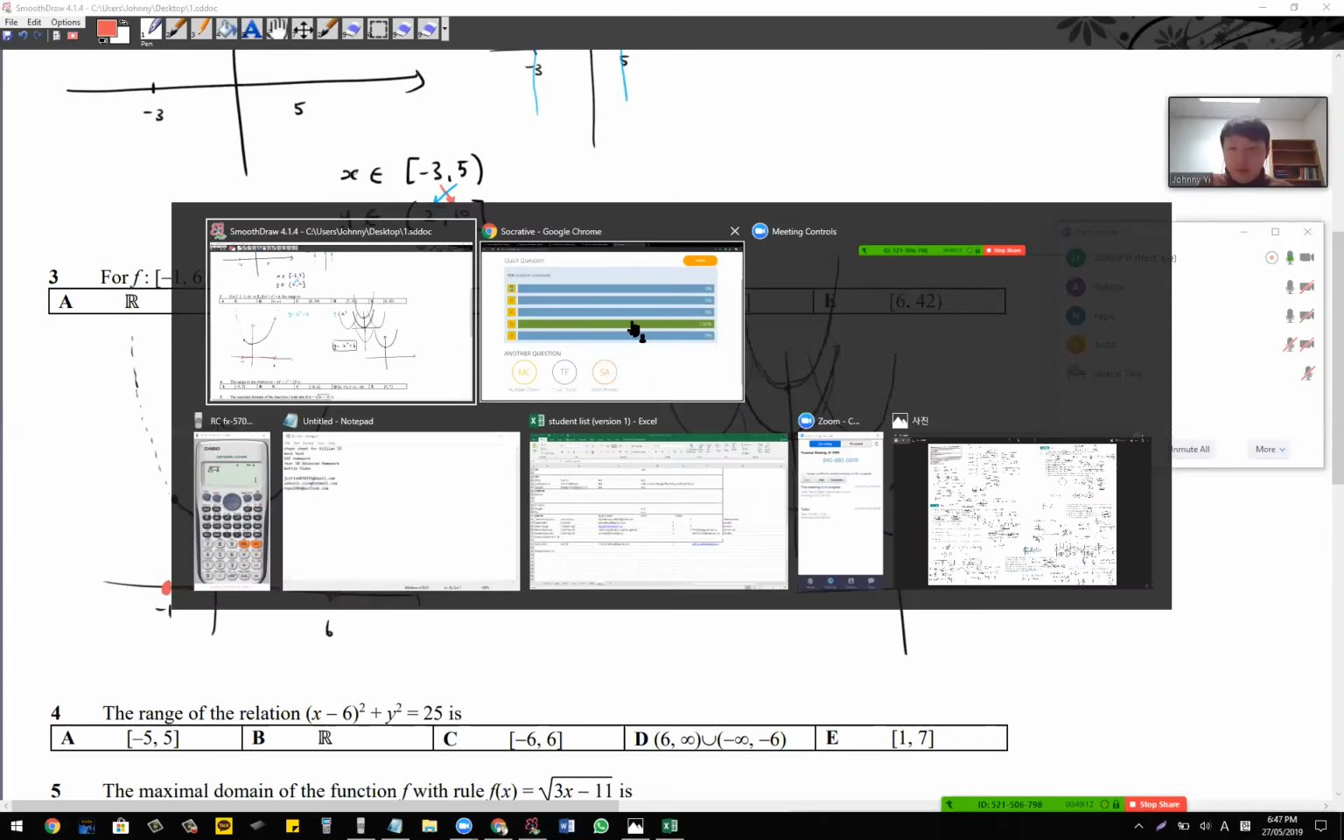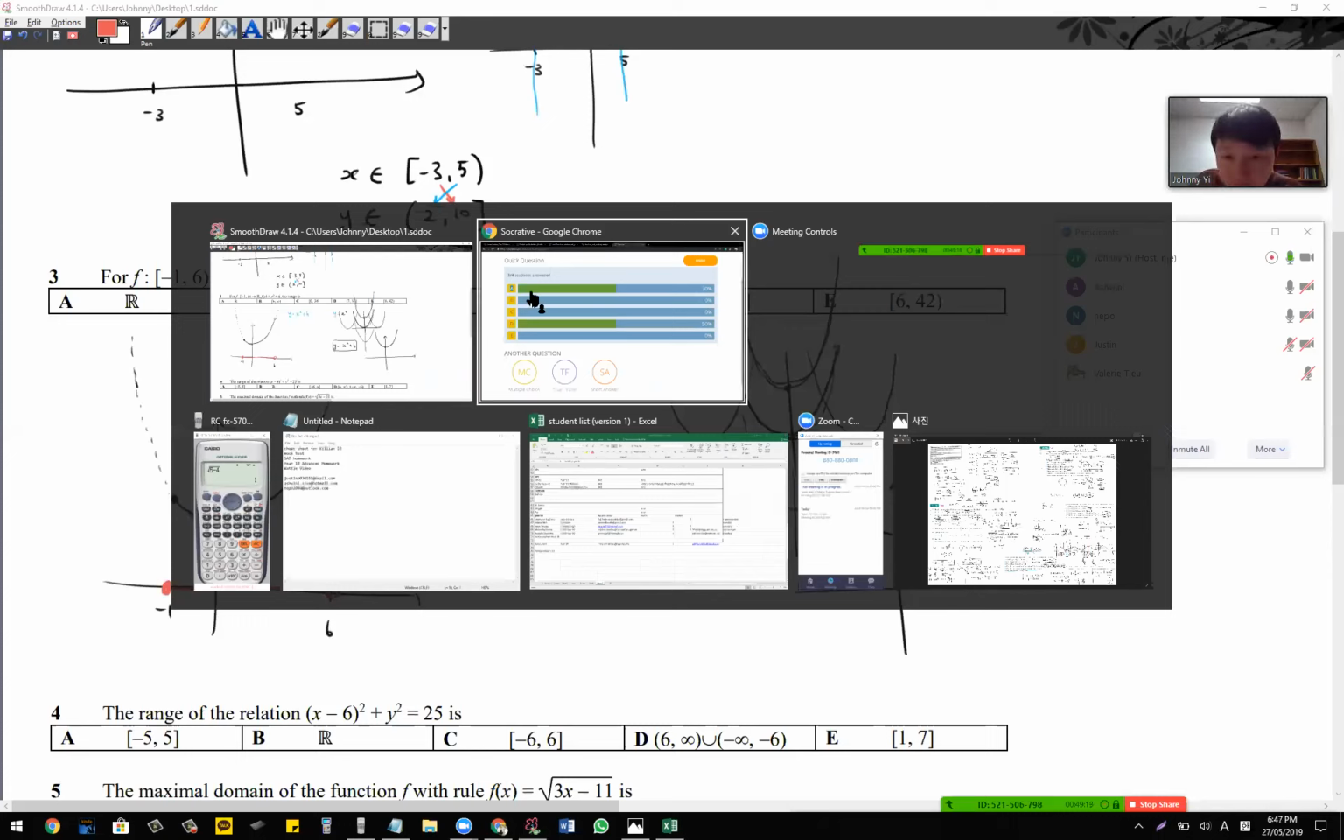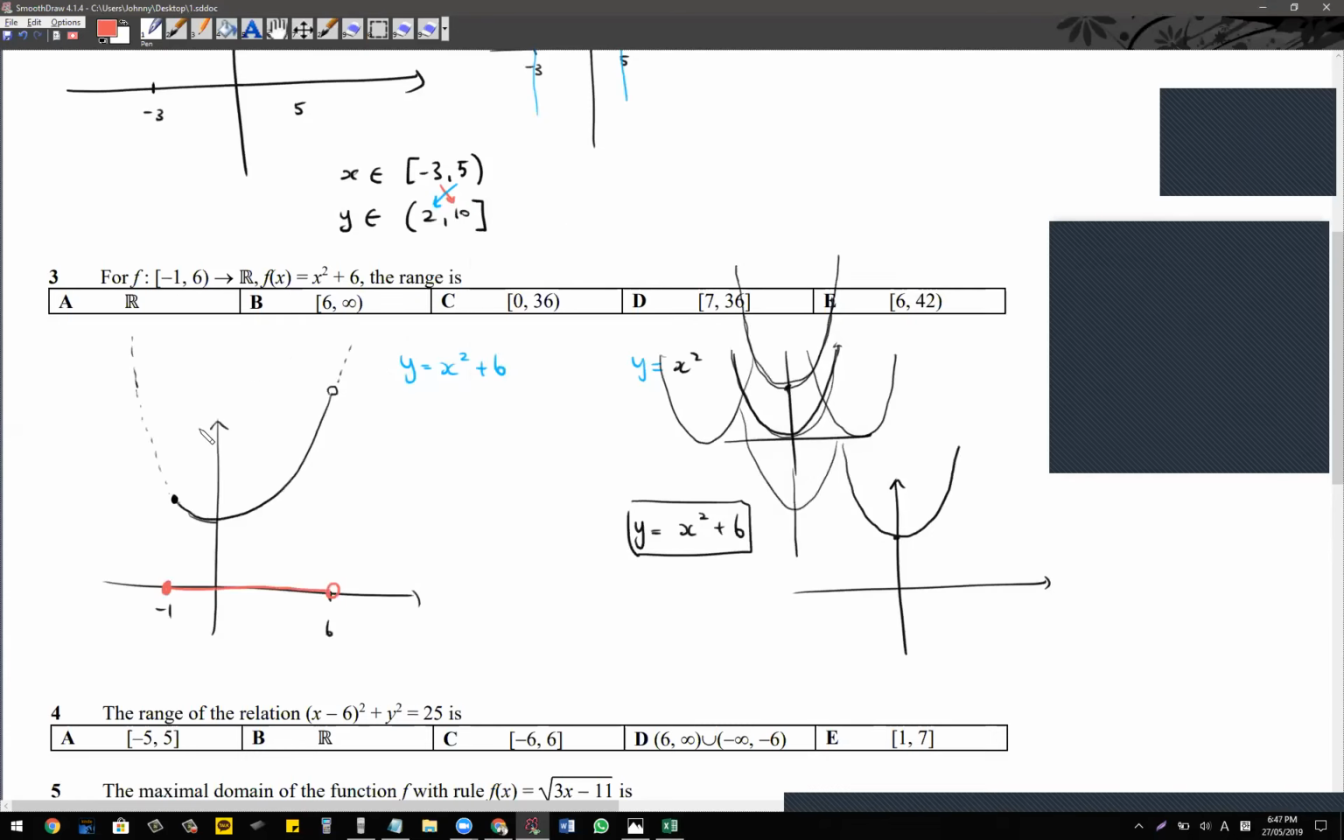Okay, so I've got one answer from one person and two answers. They're saying the answer is A or D. Yeah, one more person answered D. Okay, so let's give it a go together.